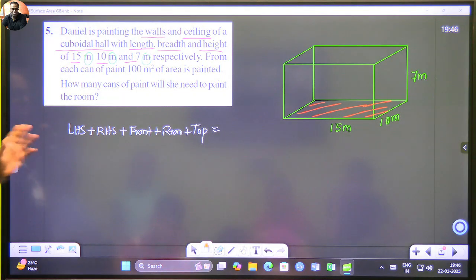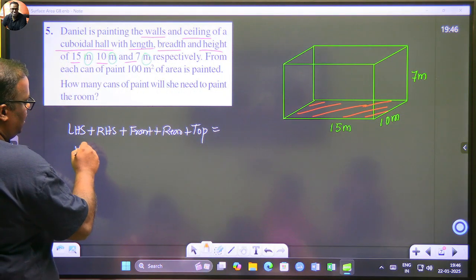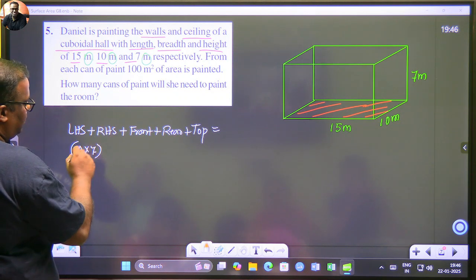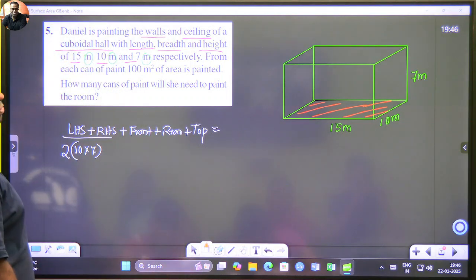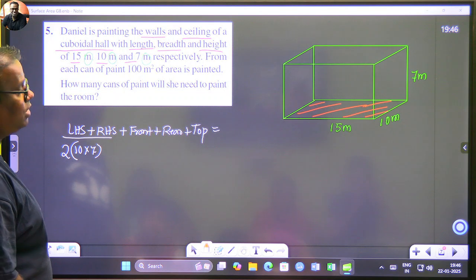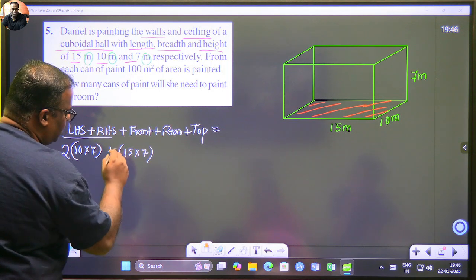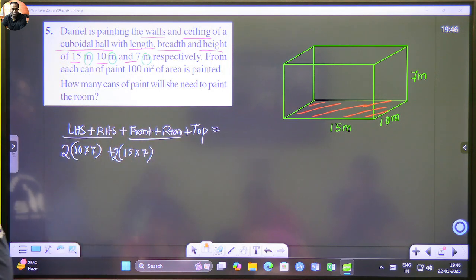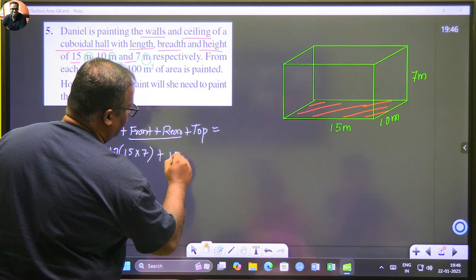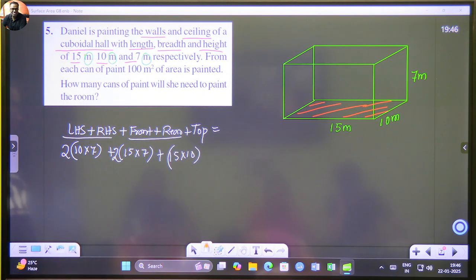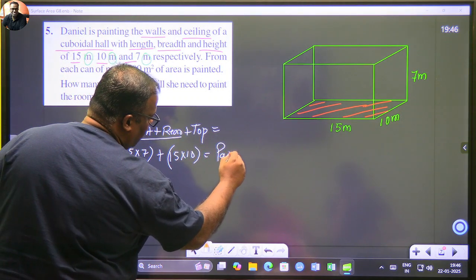Chalein? So shall we? So left hand side will be what? Tell me. Left hand side will be 10 into 7. Do you agree? Right hand side is also 10 into 7. So we can just make it 2. For these two are gone. How about the front? Front is 15 into 7. So the rear is also 15 into 7. So we can put a 2 here also. These two are gone. And the top. Top कितना है बेटू? 15 into 10. But इसमें 2 मत बिठाना because we are not painting the floor. So this gives me the painted area.